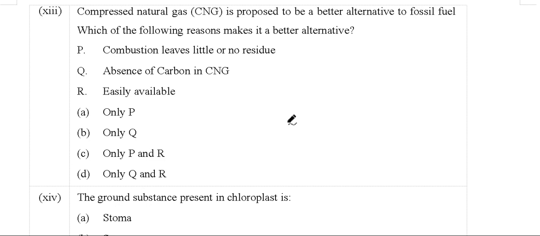Come to the next question. Compressed natural gas, CNG, is proposed to be a better alternative to fossil fuel. Which of the following reasons makes it a better alternative? P. Combustion leaves little or no residue. Q. Absence of carbon in CNG. R. It is easily available. If you see CNG, it creates very few or no residues, so that option is correct, and also it is easily available. So P and R we need to take. So option C will be the correct answer for this question.